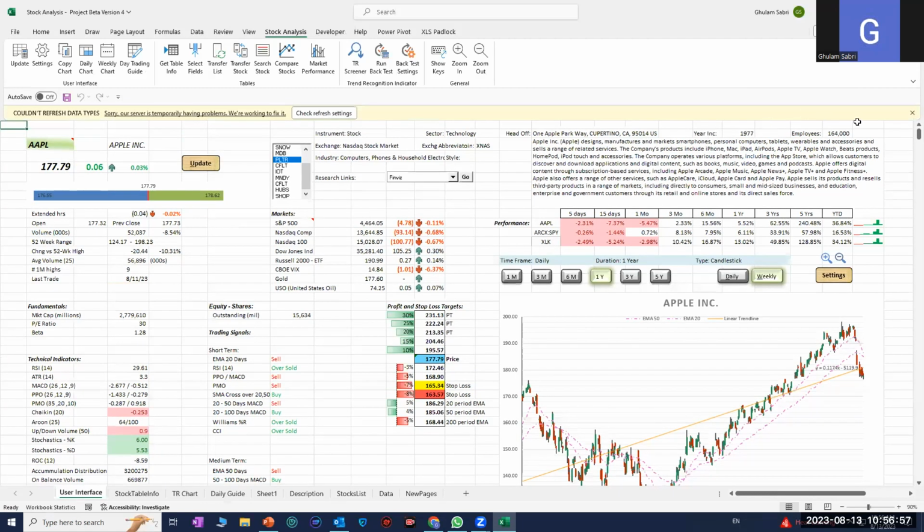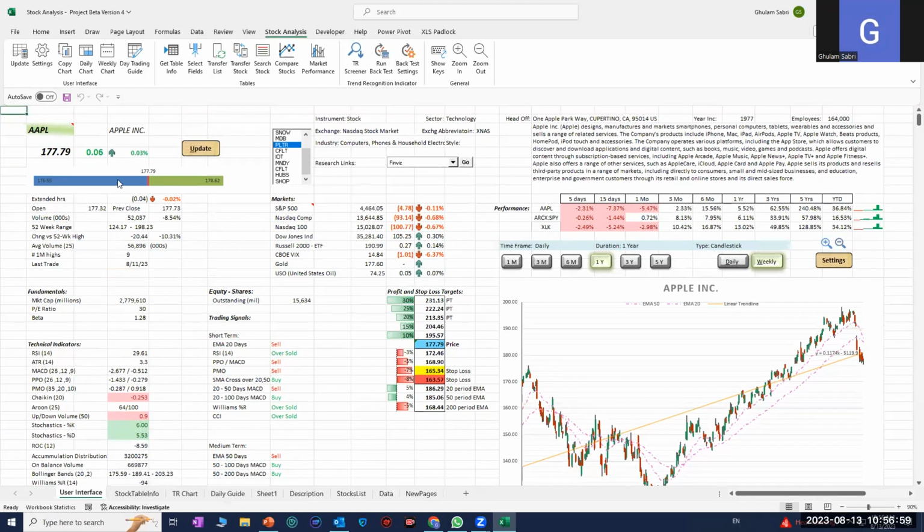So Apple increased just 0.03%. This was its trading range. It closed here at this point. Some fundamental and basic information: the market cap, PE ratio, how much volume was traded. Key factor, that Apple made 9 new highs during the last 1 month.